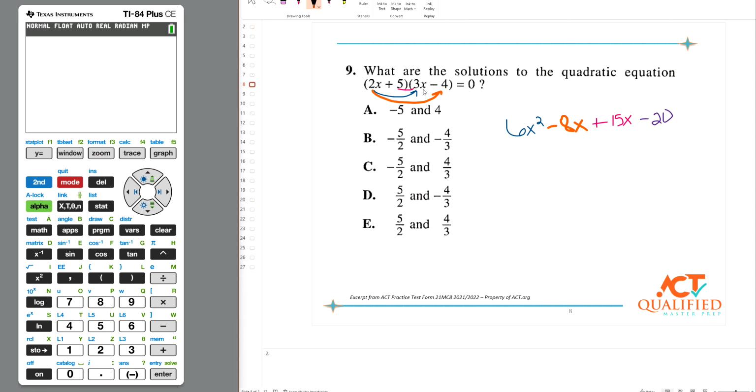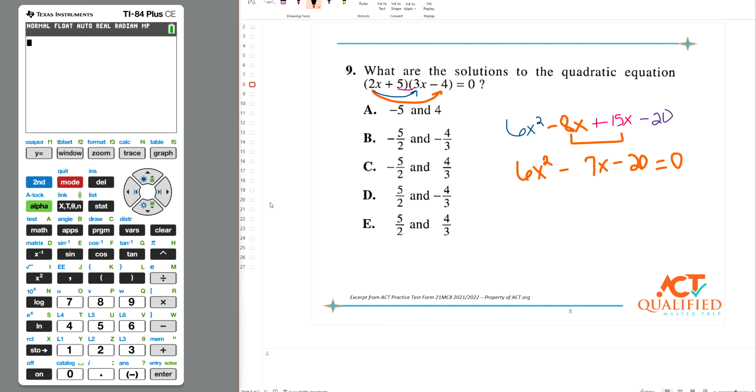And 5 times positive 3x is 15x. And 5 times negative 4 is negative 20. Okay? And so we can clearly see here that these are like terms. So we need to go on ahead and combine like terms. That's going to end up being 7x. And we can bring everything else down. Minus 20 equals 0.